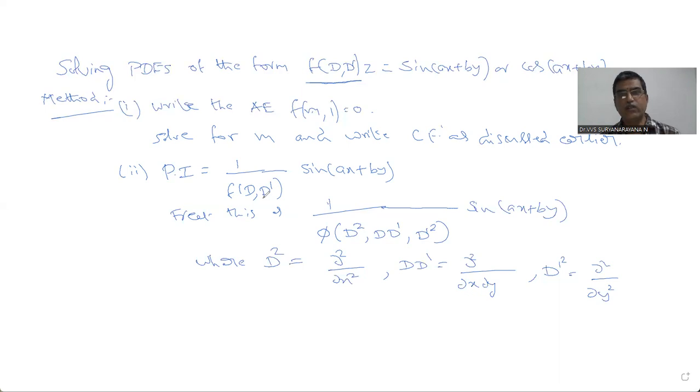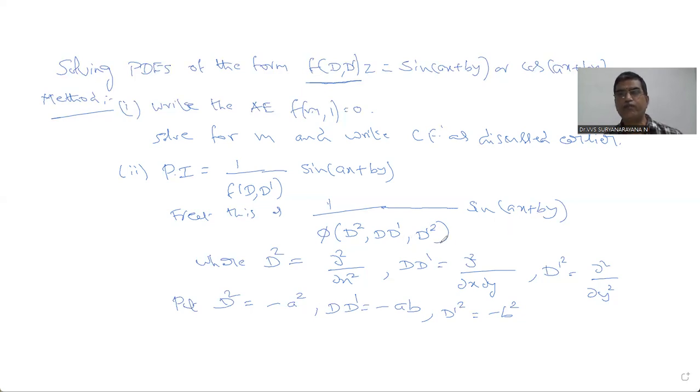Okay, that means even though there are D terms and D dash terms and constant terms in f of D, D dash, keep them as they are. We will concentrate only on the D square term, D D dash term, and D dash square term. Then the procedure is to put D square equal to minus of a square, not minus a whole square, remember that, minus of a square, where a is the coefficient of x and b is the coefficient of y in the given function sin ax plus by. So put D square equal to minus a square, D D dash equal to minus of ab, and D dash square equal to minus of b square. So wherever you find D square, replace that with minus of a square. Wherever you find D D dash, replace that with minus of ab.